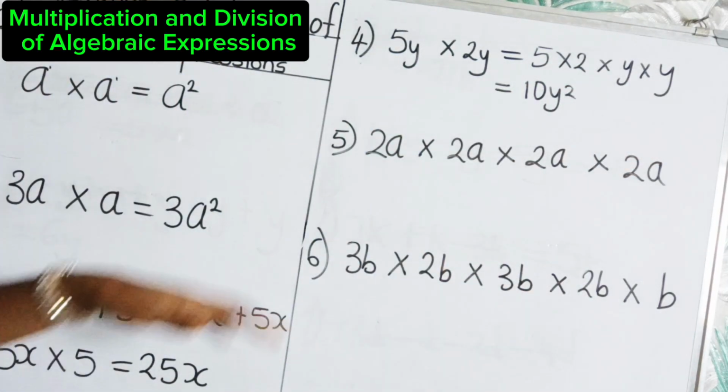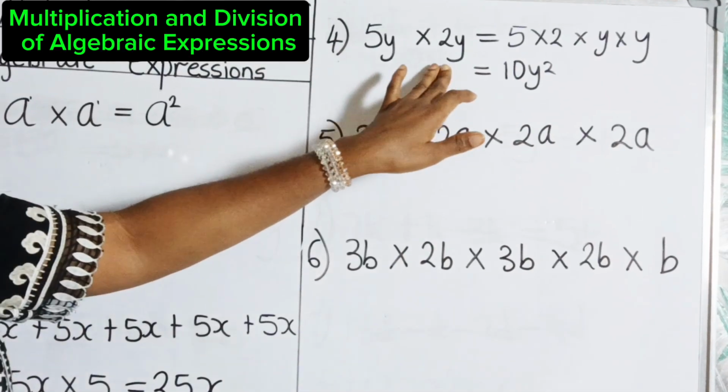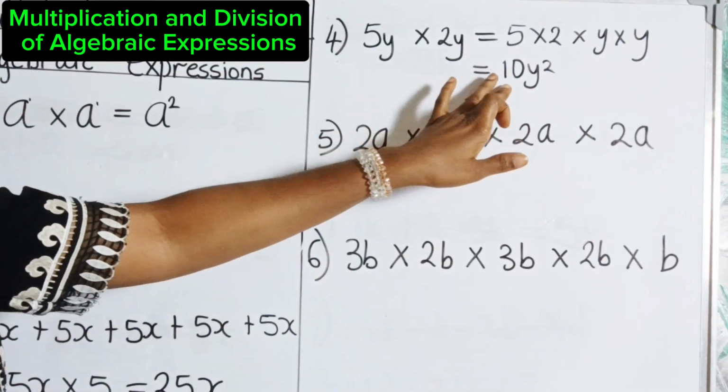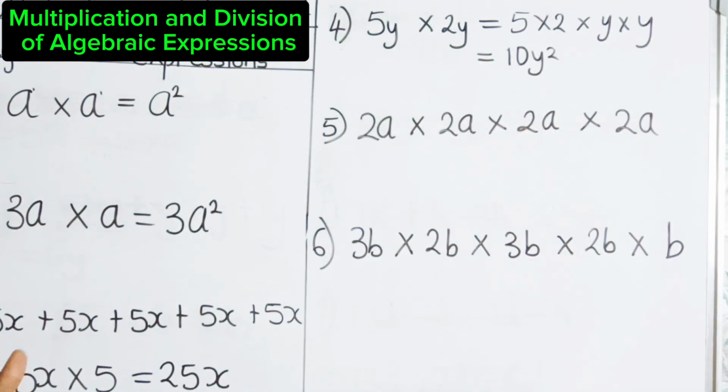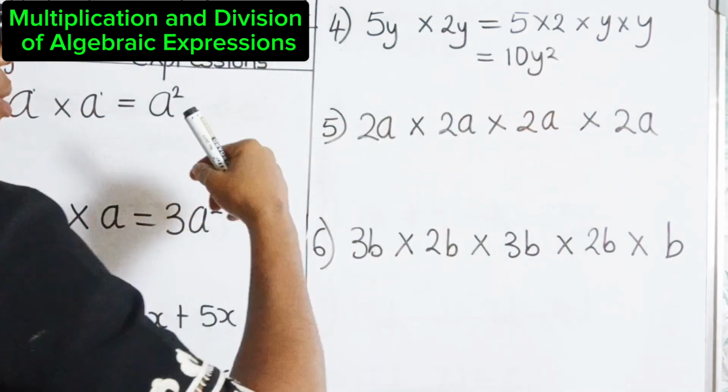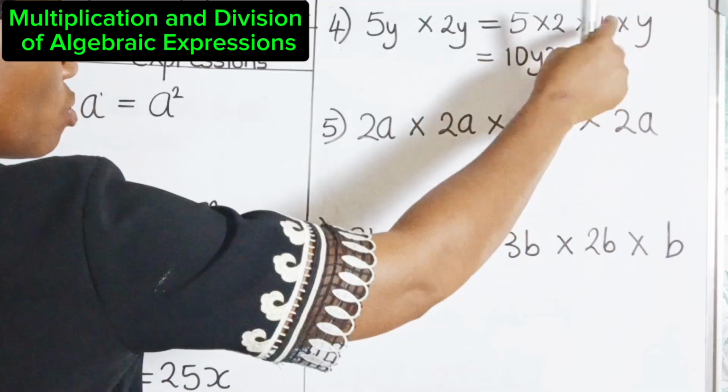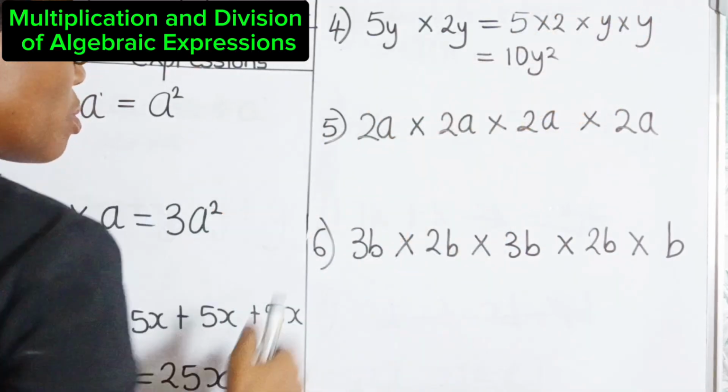So when you have something like this, 5y times 2y, the answer is 10y squared. I hope you still remember how we got the y squared. According to the law of indices, you take one of the base, you add the powers, okay?